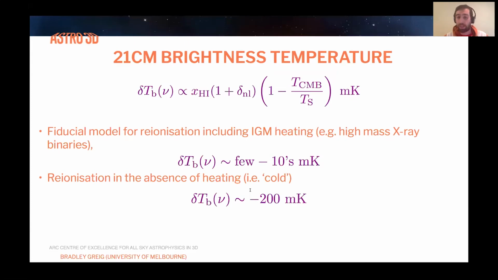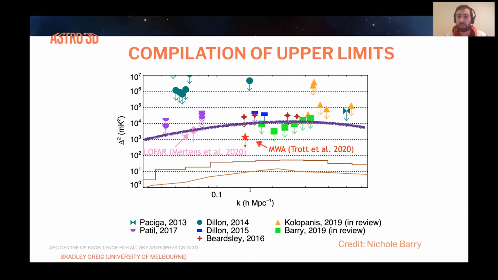And so as the power spectrum is this term squared, you can theoretically obtain power spectrum amplitudes of order 10 to the 3, 10 to the 4 millikelvin squared. So where would that sit on the figure I showed previously? You'd see this curve here. This purple line would be a representative power spectrum under these extreme models, this cold reionization model where you have no heating and an extremely large power spectrum amplitude. And you can see here that these models are already in excess of the existing limits on the 21 centimeter power spectrum.